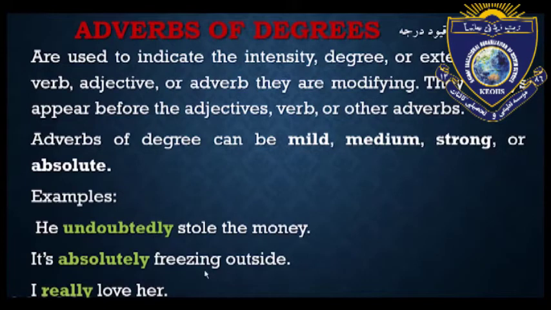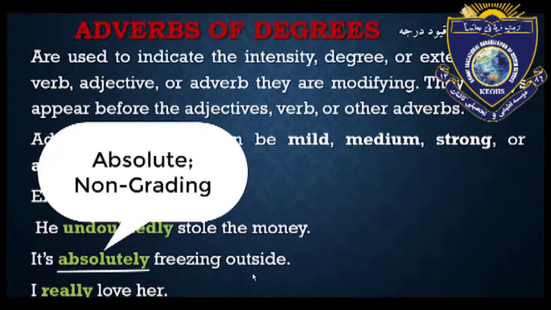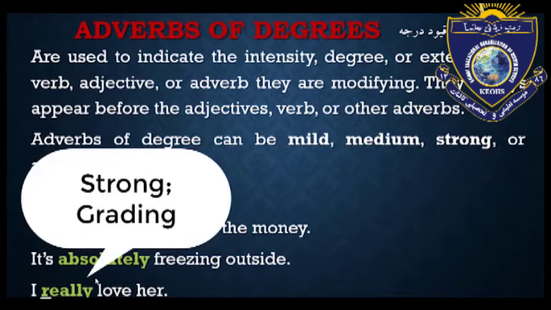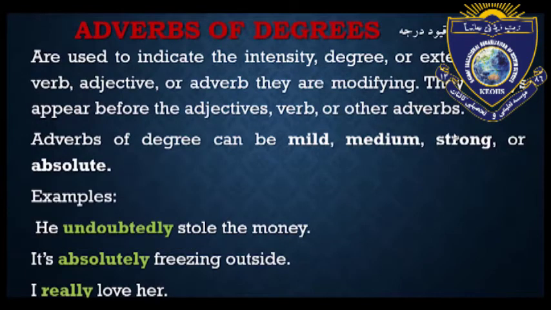It's absolutely freezing outside. This is unlimited, so we can't grade it. Absolutely is also an absolute word, and it is non-gradable. But here we have, I really love her. It's strong. This one we can grade, and it stands for strong, a strong feeling. It means that I really love her. We have lots of examples.